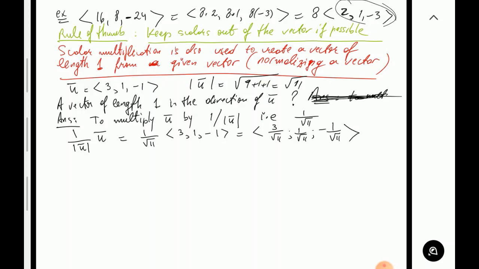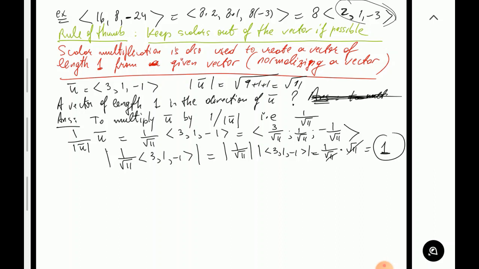We don't have to use the Pythagorean theorem again. I mean, what is the magnitude of 1 over square root of 11 scalar multiple 3, 1, minus 1? Remember, we can use the definition of the scalar product, which states that the magnitude of this is going to be the absolute value of 1 over root 11 times the magnitude of the vector 3, 1, minus 1, which we already established is root 11. Okay, so it should come as no surprise that the new magnitude is 1.